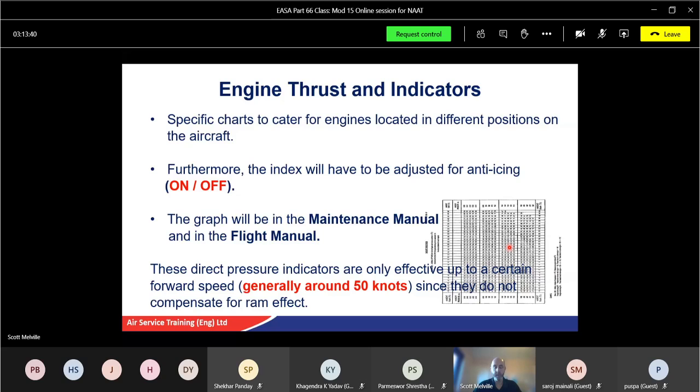Let me change that little diagram there. Okay, so if in doubt, check the manual. Have you got anti-icing on? Will your aircraft be able to take off? So again, very crucial, obviously.